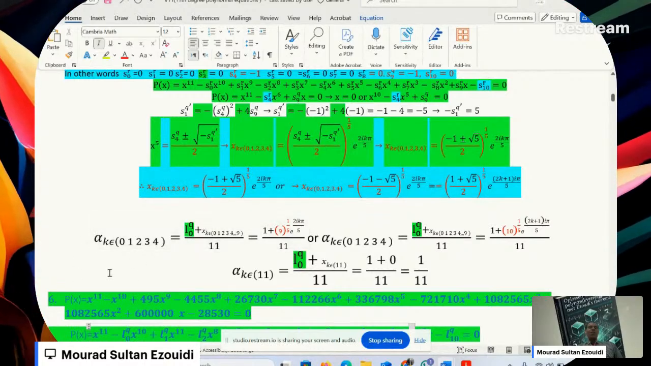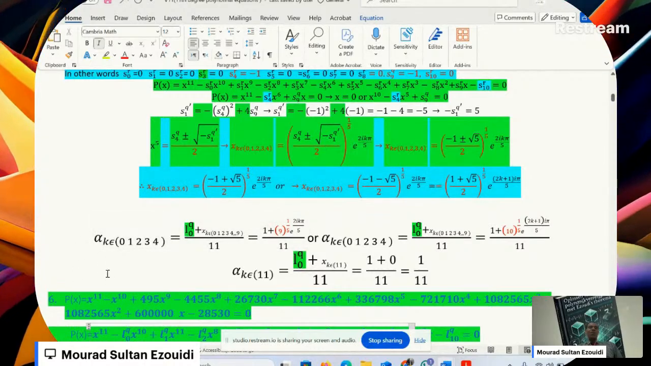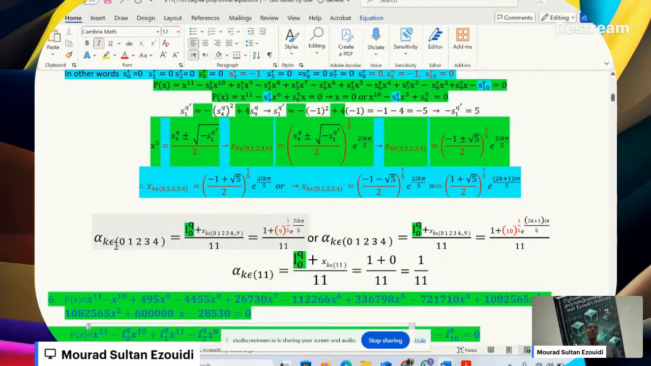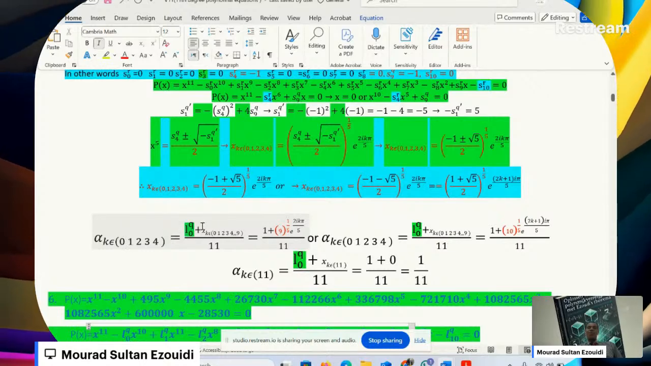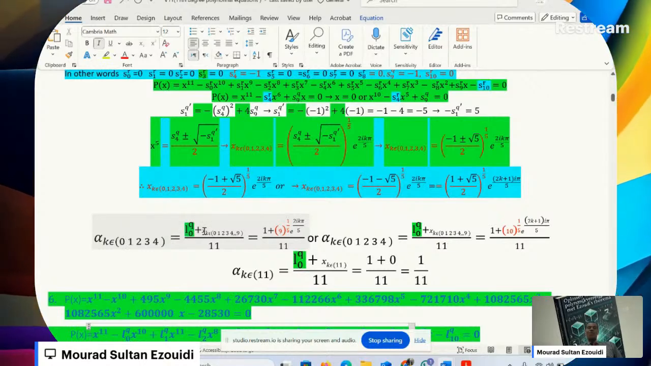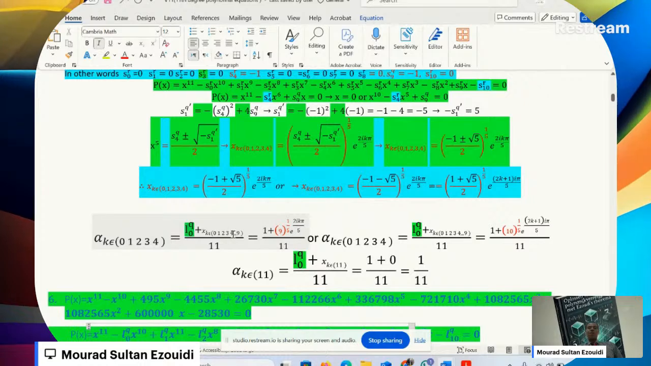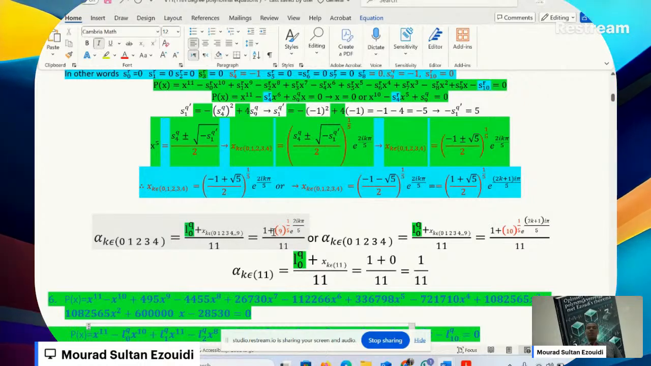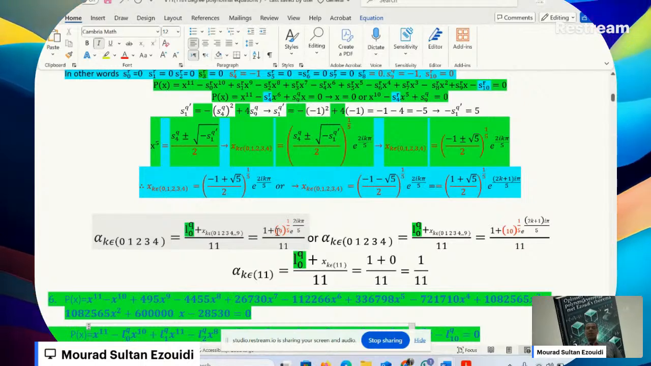Now, to find the exact roots of the original 11 degree polynomial equation, just make the substitution, adding 1 to x subscript k, for k from 0 to 9, divided by 11.